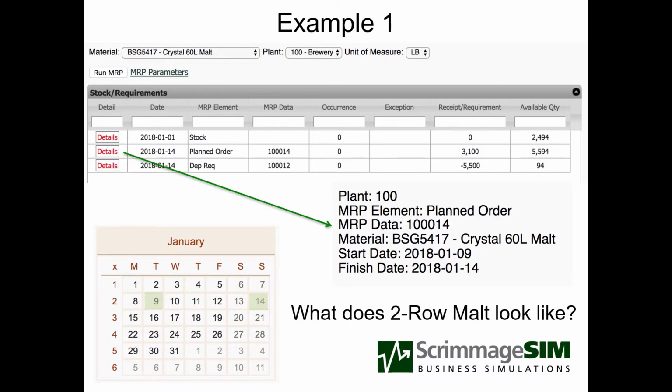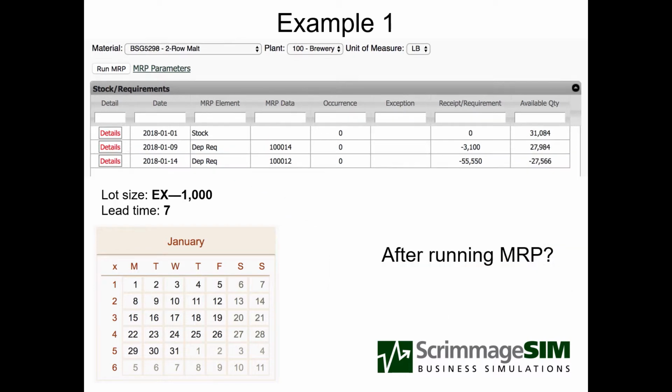After we run MRP, we get a planned order to be completed by the 14th when we need to start the roasting process. This creates a requirement date, a start date of the 9th of January for the 2-row malt to be available. If we go back to the stock requirements for 2-row malt, we'll see 2 dependent demands. The larger one on the 14th is when the actual brewing of the Edgar Ale will start. The other dependent demand is on the 9th, it's earlier. This is the 2-row malt that's needed for roasting to create the Crystal 60L malt.